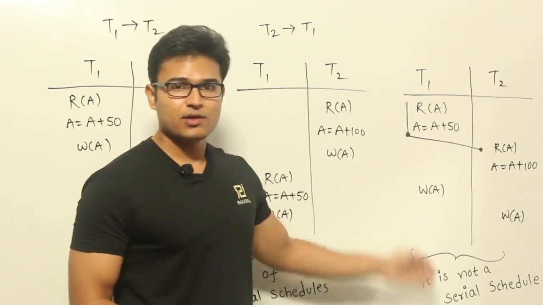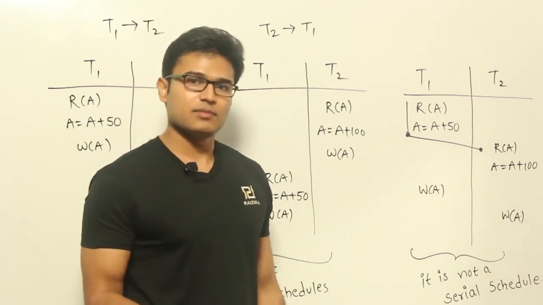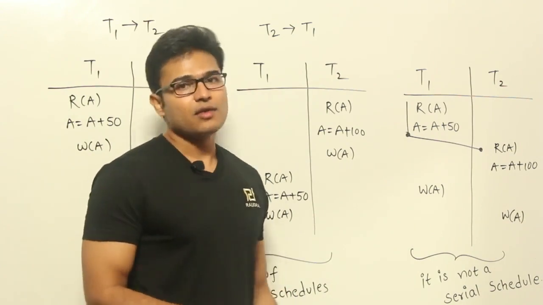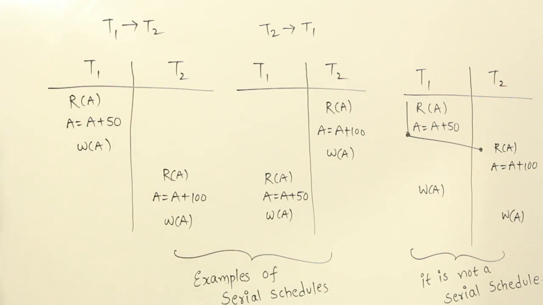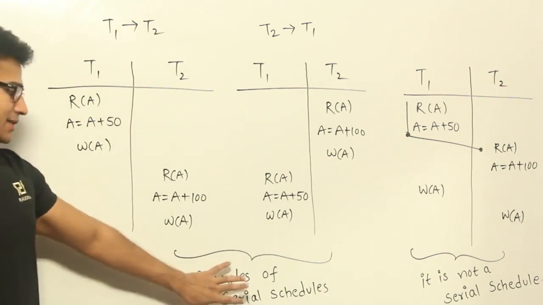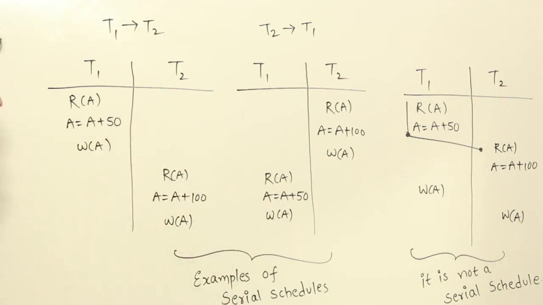But I am not saying that all the non-serial schedules are going to create problems. No, there can be some non-serial schedules which might work well. But in this case, that is an example of a non-serial schedule which is not working well. Anyway, here we want to see the examples of serial schedules, and these are the examples of serial schedules. Only two are possible. Got it? Okay.